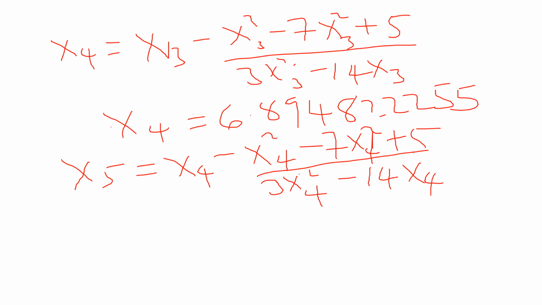If we substitute, we are going to get x5, the fifth approximation, equivalent to 6.894822. So that is how we can approximate the root of a given function using the Newton-Raphson iterative method. And that brings us to the end of this session.